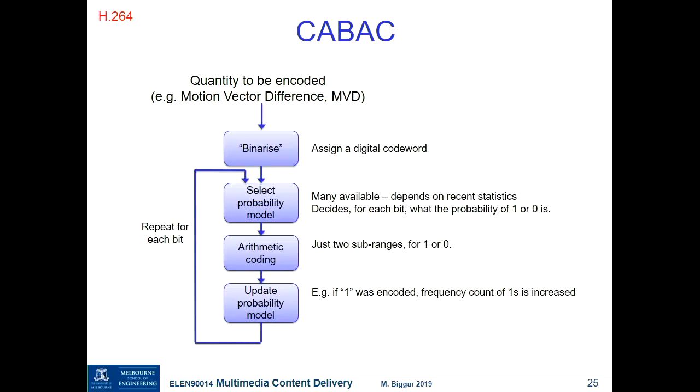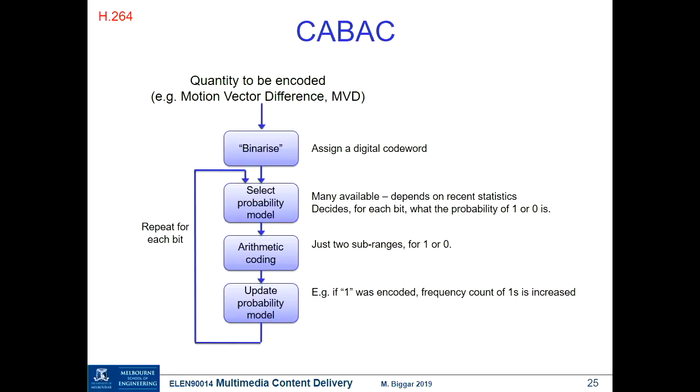Depending on recent statistics, it decides for each bit what the probability of a 1 or a 0 is, and then applies the arithmetic coding. That defines the sub-ranges within the number length of 0 to 1, and sends off, or may send off, a bit or a number of bits to the decoder at that point, the way that we discussed arithmetic coding earlier.